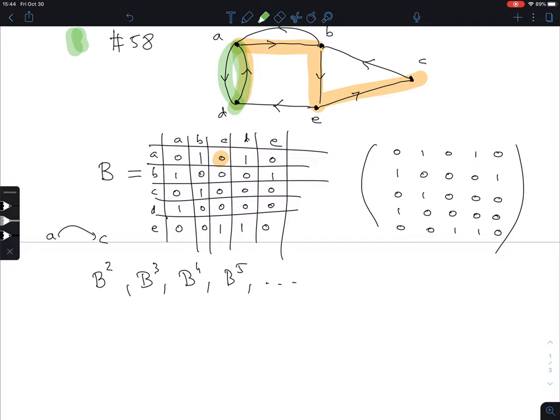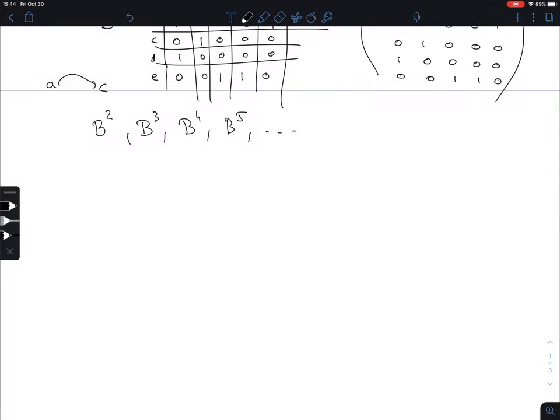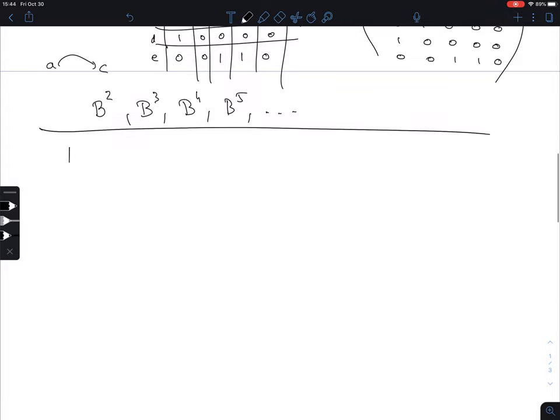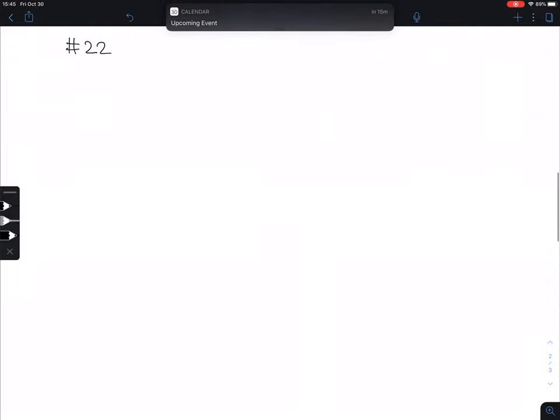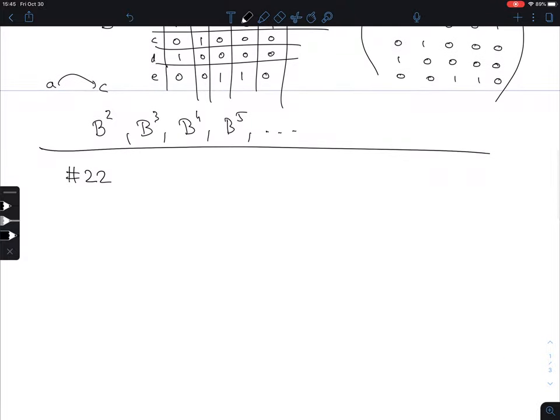I'm going to stop playing with this, because I want to go to this last problem that is perhaps the hardest of all the problems, to decide whether these two graphs were isomorphic or not. That was an extra problem, number 22. I have something coming up in 50 minutes, that's why I'm going to have to go a little bit fast.